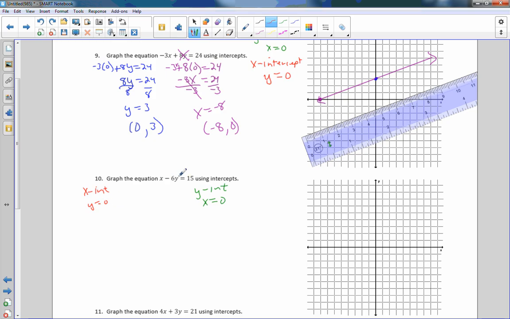So for this first one, I'm going to let y equal 0. So that's going to be x minus 6 times 0 equals 15, or x minus nothing is 15, or x equals 15. So I get the point 15 comma 0.